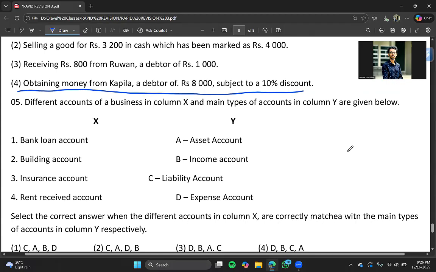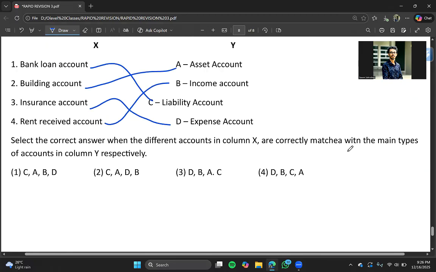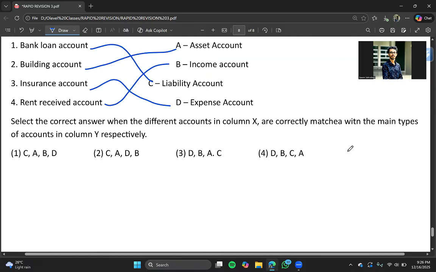Different accounts of a business in column X and nine types of accounts in column Y are given below. Now we have to match this. So bank loan account is a liability account, building account is an asset account, insurance account is an expense account, rent received is an income account. So we can match this and go for an answer.